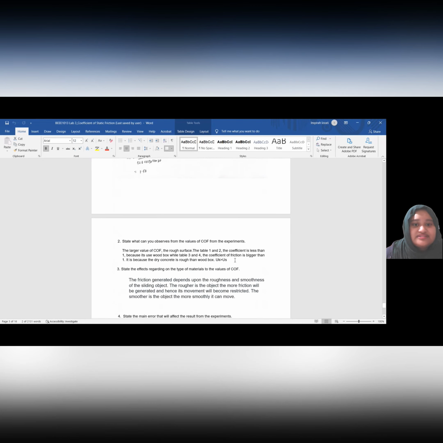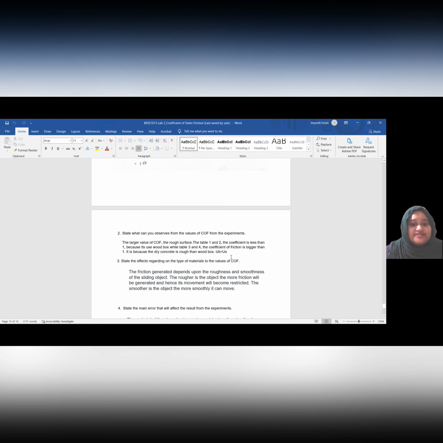Number 2, state what you can observe from the values of COF from the experiment. The larger the value of COF, the rougher the surface will be. In tables 1 and 2, the coefficient is less than 1 because it used a wood box, while in tables 3 and 4, the coefficient of friction is bigger than 1. It is because dry concrete is rougher than the wood box.